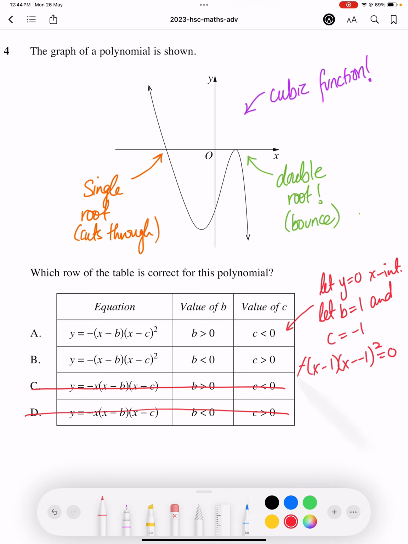And so we cancel out the minus because dividing both sides by -1 will cancel that out. And so we're left with x equals 1 and x equals -1. Specifically that this is the single root and that this is the double root. Clearly, this is not the case. We have a single root on the negative side of the x-axis and a double root on the positive side of the x-axis. So those values are incorrect. That rules out answer option A and reinforces that B is the correct answer.